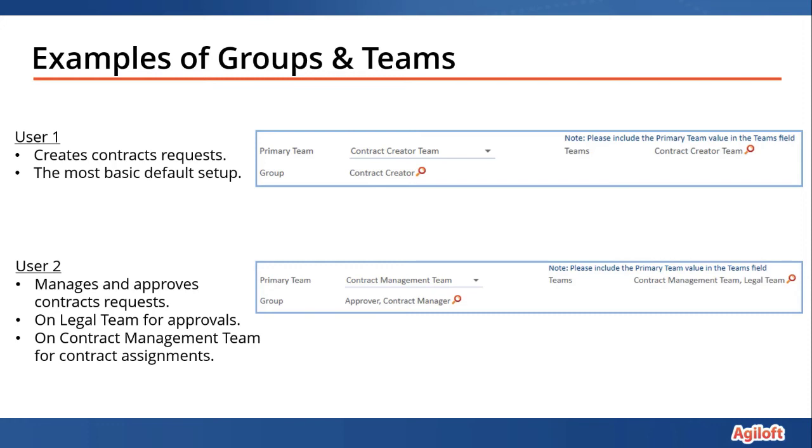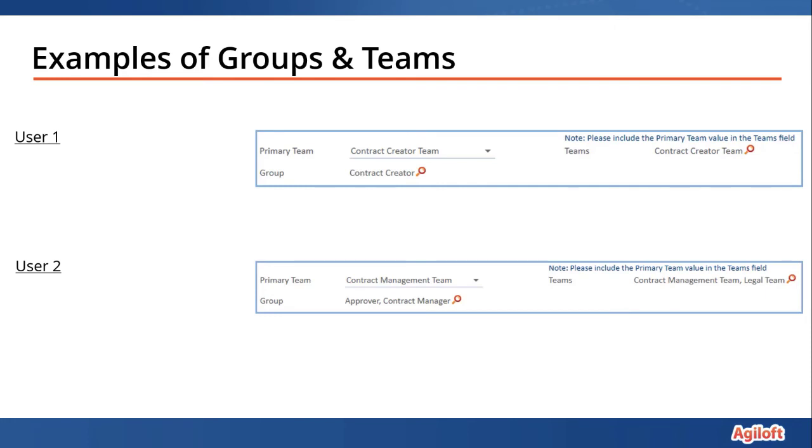As you can see, these teams and groups tend to come in pairs. We can see here that user 1 is on the contract creator team and the contract creator group. User 2 is in the contract management team and in the contract manager group. This pair of related teams and groups is referred to as a role.